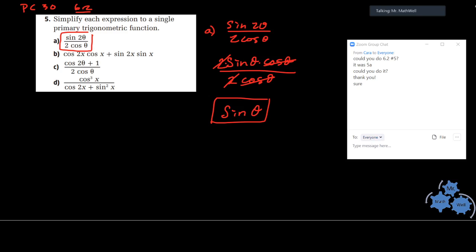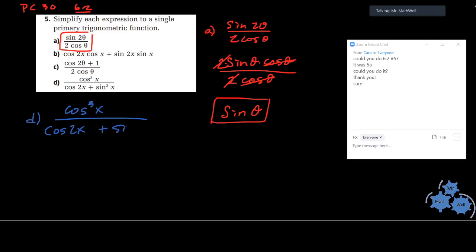Okay, so let's do d as well. I'll do that in a different color. Let's do d in blue. All right, so cos cubed x, and then we have cos 2x plus sine squared. Okay, this one looks really confusing. I don't think it's going to be that bad though.